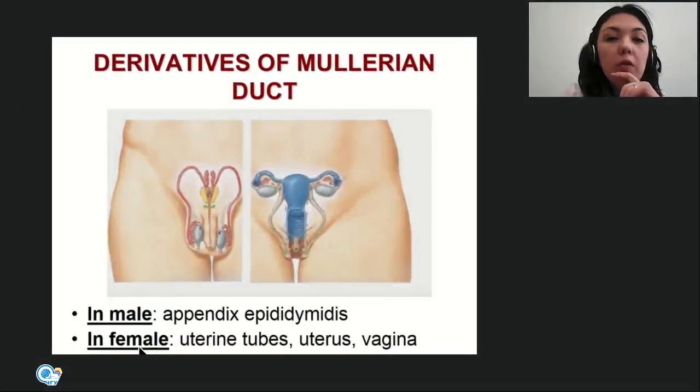In females, it's vice versa. So everything that is pink is the Wolffian duct. These are derivatives of the Wolffian duct. Everything that is blue, these are derivatives of the Mullerian duct. So in males, the Mullerian duct degenerates, and only the appendix epididymis, also a vestigial organ, is formed from it. In females, vice versa, the Mullerian duct forms most of the genital organs. So they are the uterine tubes, uterus, and vagina.